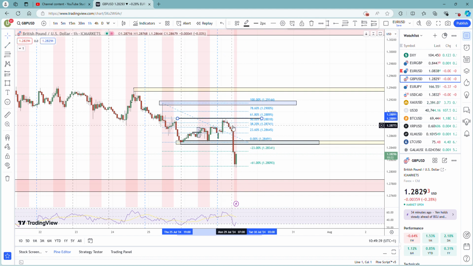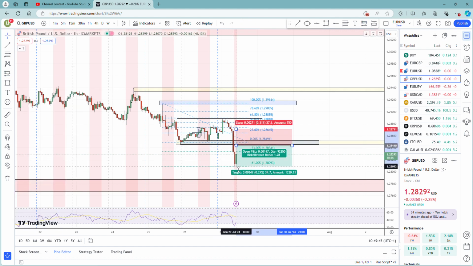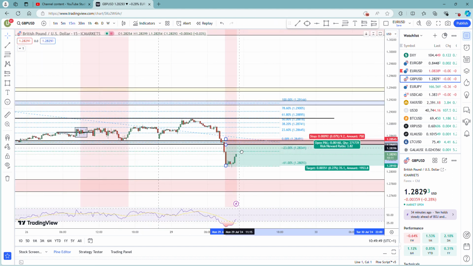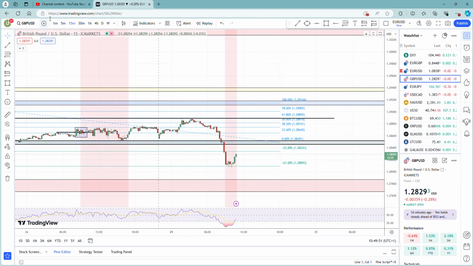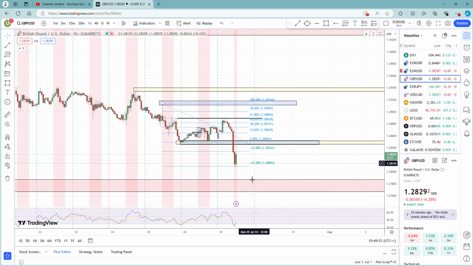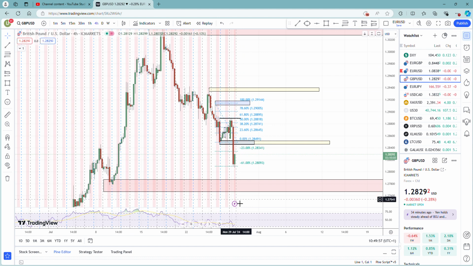So you could have entered a buy trade this morning, Monday morning. You could have made 35 pips. If you entered here, if you want M15, that would have been an entry this morning. However, we've missed the entry. So let's have a look and see what's going on now.